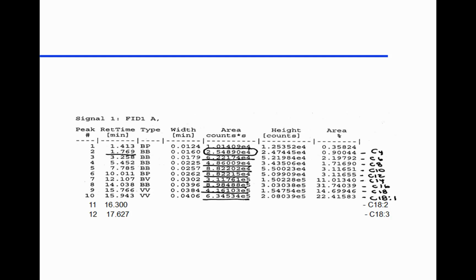So you'll find the table is there, and what you really pay attention to is times. You say, okay, my peak at 1.769 minutes is butyric acid. And you look at area, because area tells you the relative amount of that compound. Time tells you what compound it is, which fatty acid it is. Area tells you how much of that is present in your sample.